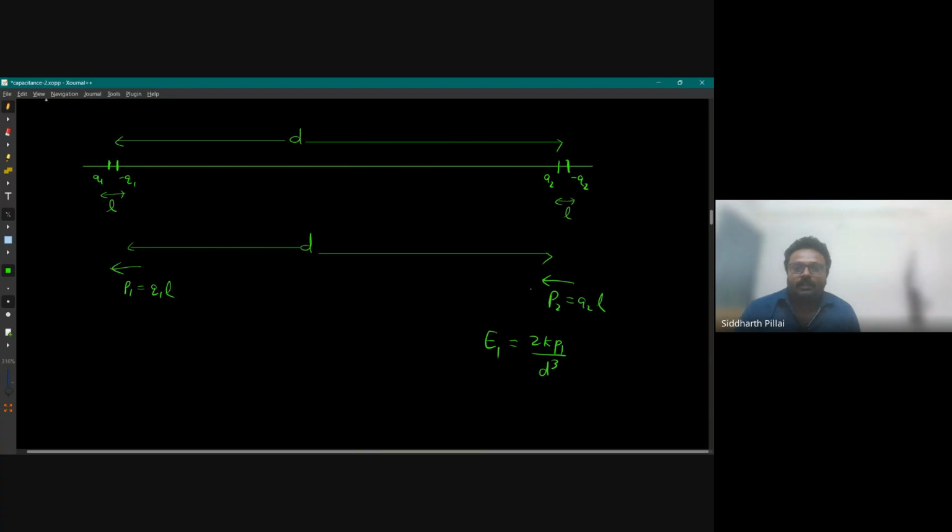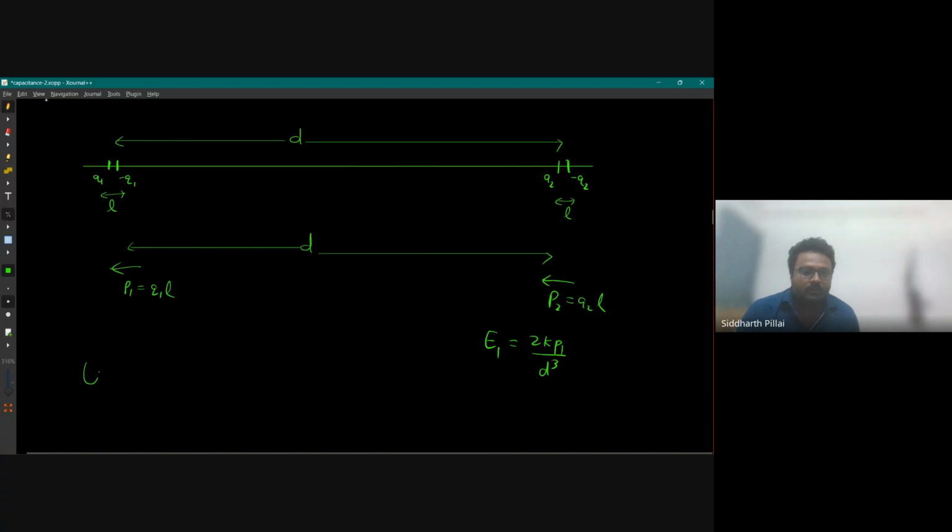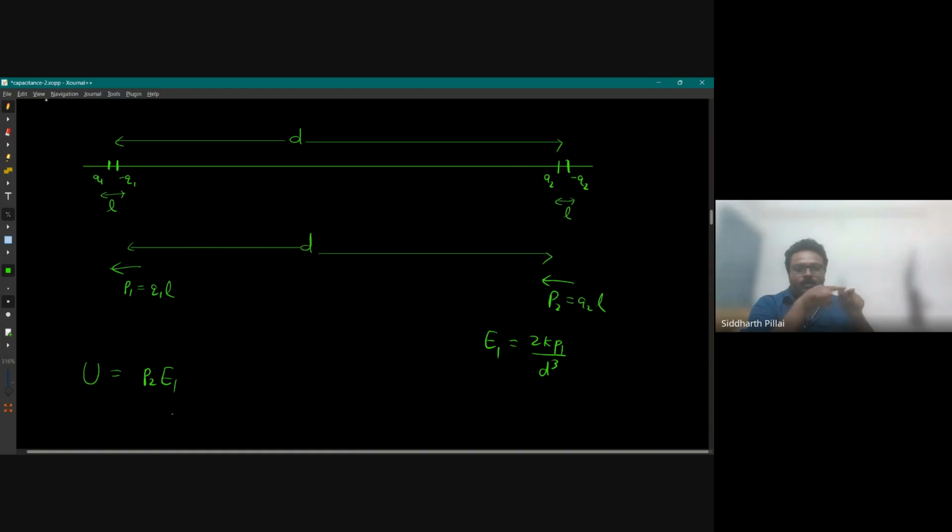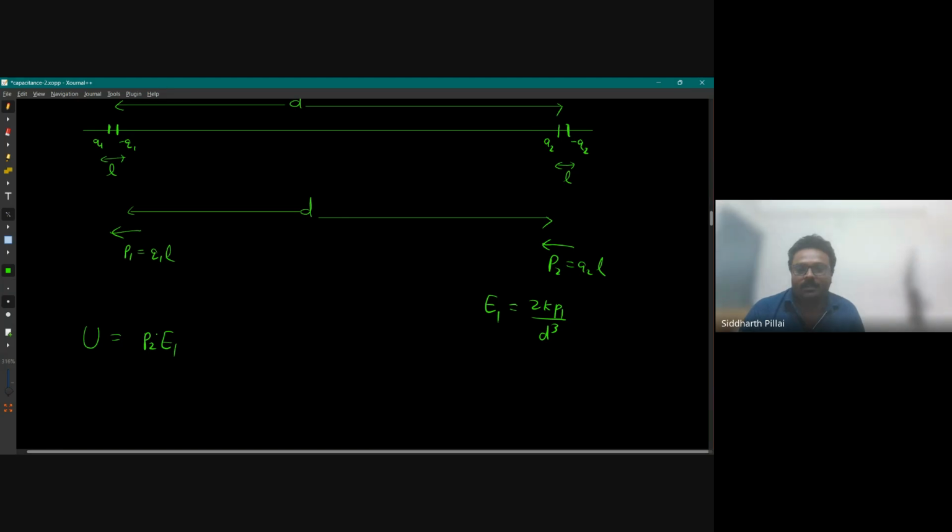Now, the potential energy of the second dipole in the electric field of the first dipole, I can write it as P2 into E1, right? Both are in the same direction, so cos theta is 1. And let's ignore the minus sign for now. If you want, you can put the negative sign. Okay. So what will I get?